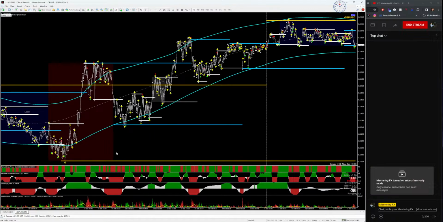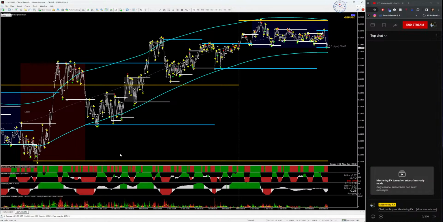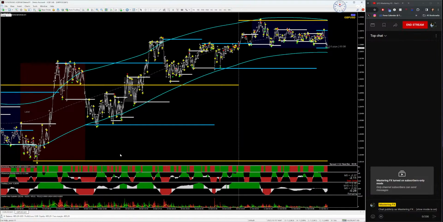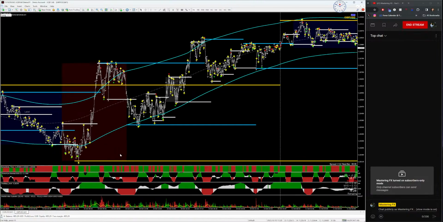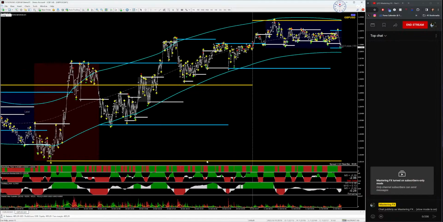I also added the 4-hour fractal support. So now we have the 4-hour, the 1 hour, and the 15-minute. The 15-minute is the white ones. The 1 hour is the aqua blue ones, and then the 4-hour support is the golden dots. This helps us building a bias. However, we also have to keep in mind that this is also repainting.